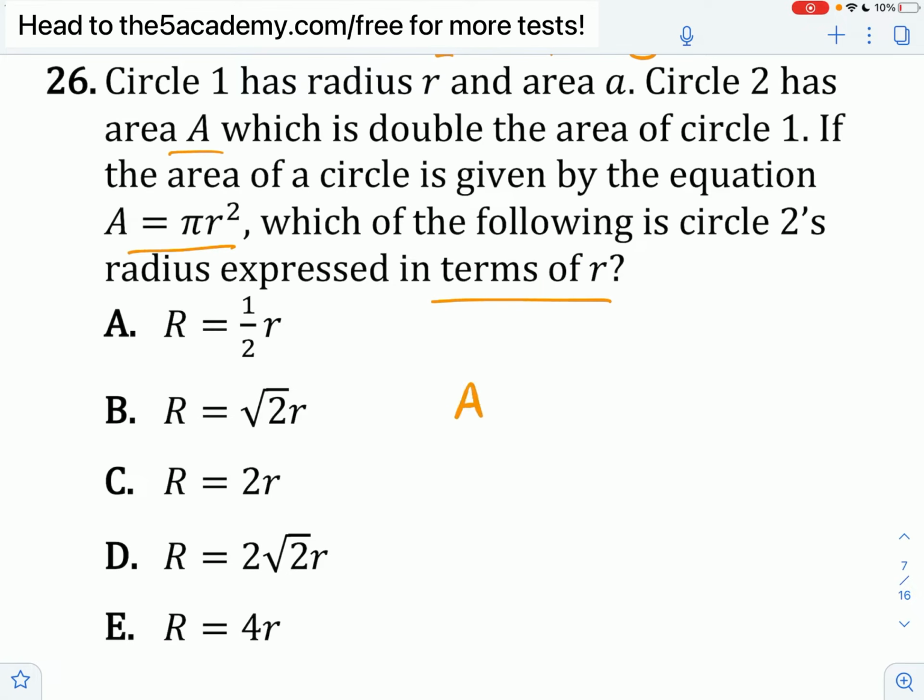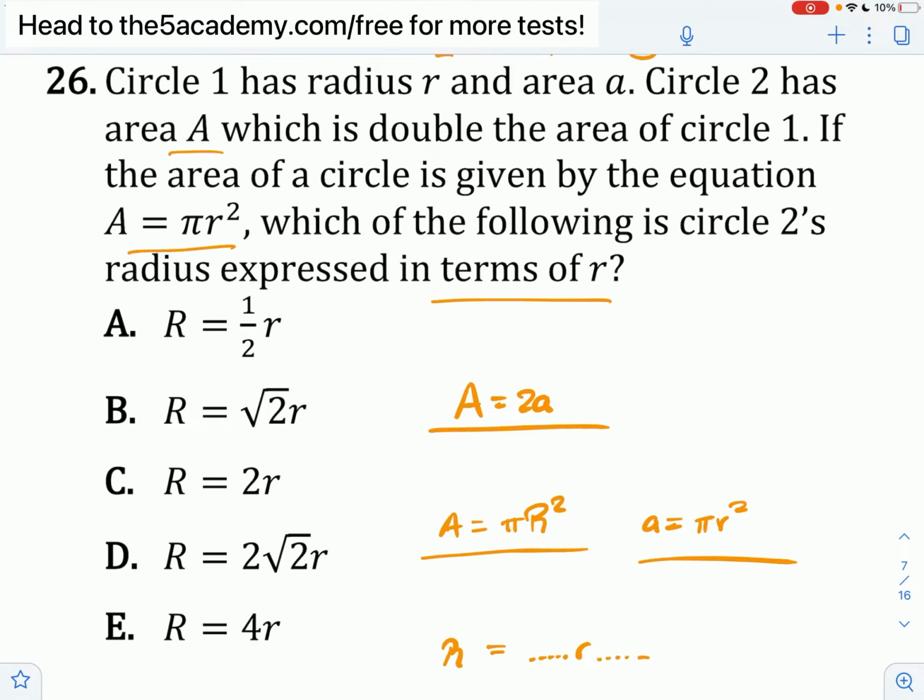We know that area A, the bigger one, is double the area small a. And we know that area is equal to pi r squared. I'm going to denote the larger radius as capital R and the smaller area with pi lowercase r squared. So we know these three things, and we want to find a relationship of capital R equal to something times lowercase r. So how can we do that?